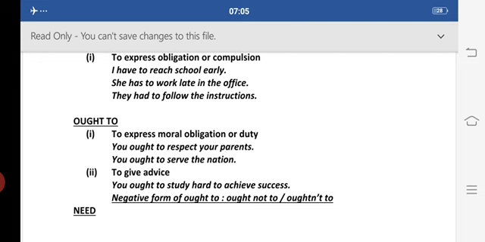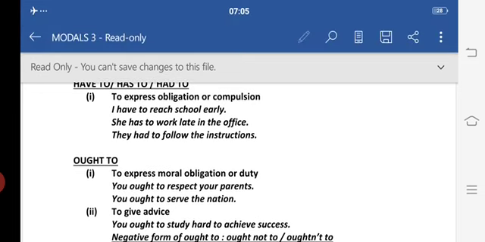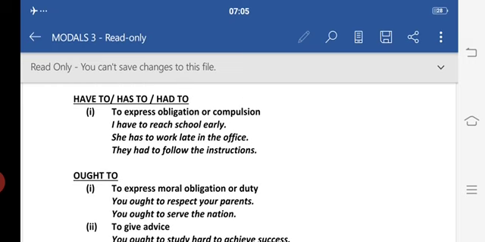For example, as a teacher we use must for students, whereas as students you use have to for yourself. For example, if the teacher says you must complete your work by Monday, right? But as a student you will say, ma'am, do we have to complete this work by Monday? Here you are not using must for yourself, right? So this is the basic difference between have to and must.